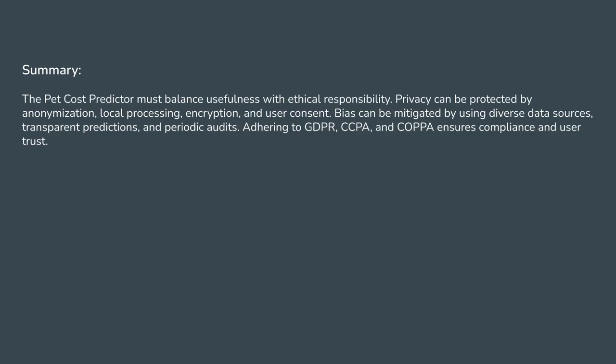Summary. The Pet Cost Predictor must balance usefulness with ethical responsibility. Privacy can be protected by anonymization, local processing, encryption, and user consent. Bias can be mitigated by using diverse data sources, transparent predictions, and periodic audits. Adhering to GDPR, CCPA, and COPPA ensures compliance and user trust.